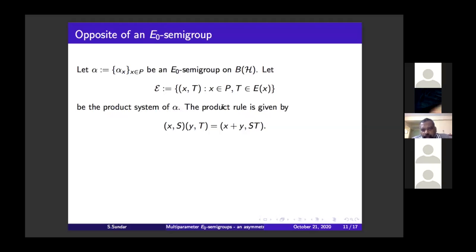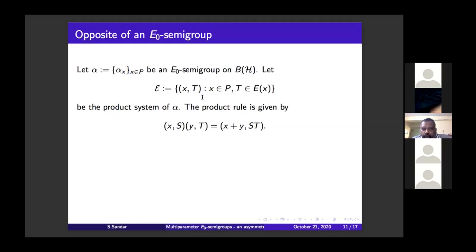We have a product rule. (x, s)(y, t) is... Here, the semigroup is a closed convex cone, so the semigroup operation is addition, not multiplication. So it's (x plus y, st). This defines the product on the product system. That is the product system associated to alpha.